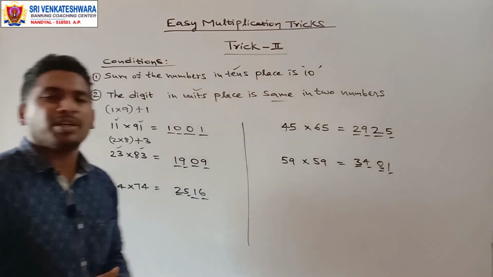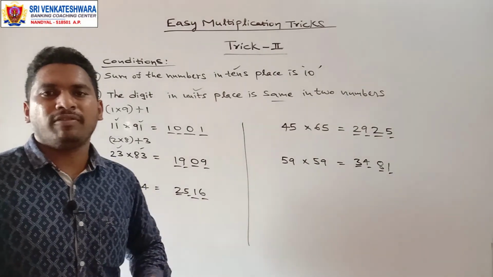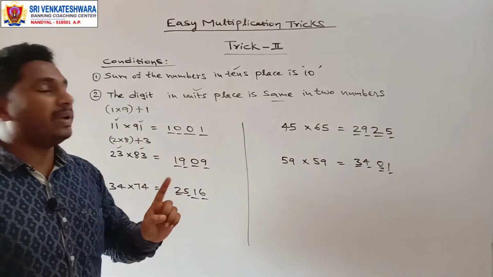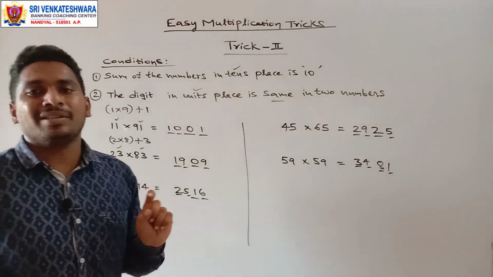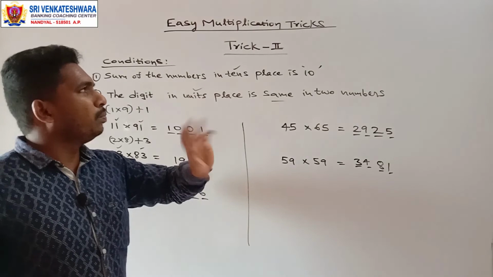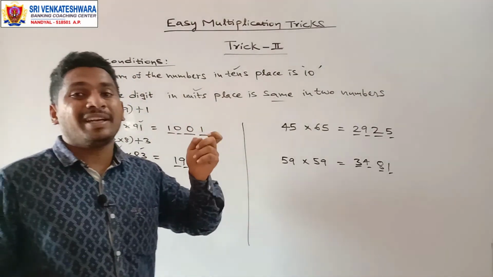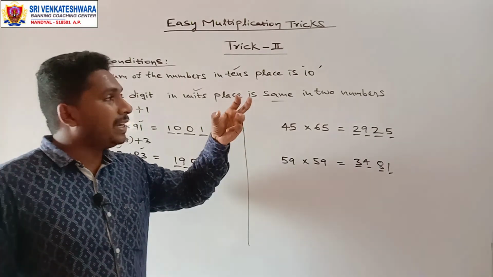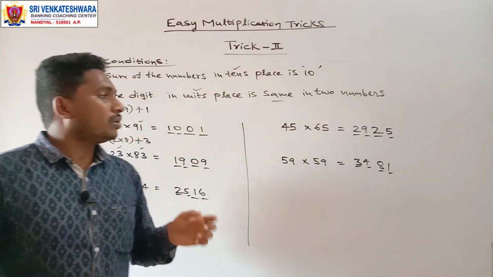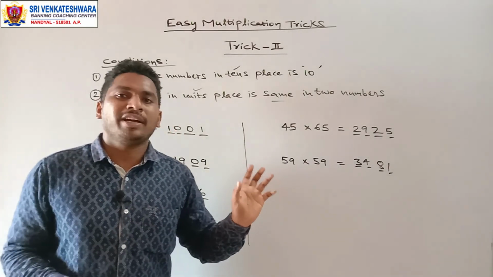This is how simply you can find the product within 2 seconds itself. But remember, you have to make sure the two conditions are fulfilled. The two conditions apply in both tricks. In trick 1 and trick 2 the conditions are changed, actually they are reversed. You just have to keep this in mind before finding the product.